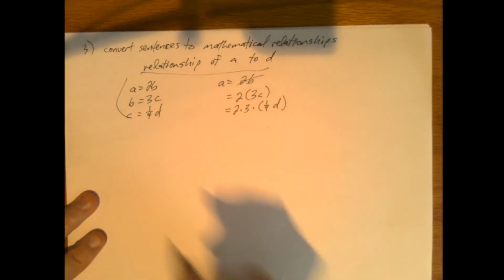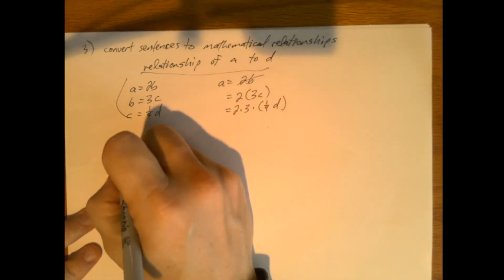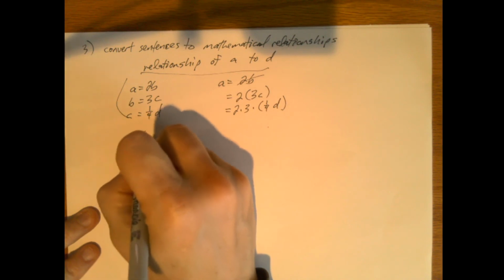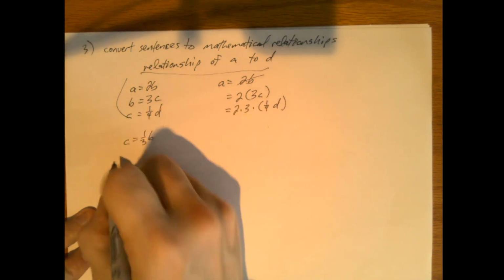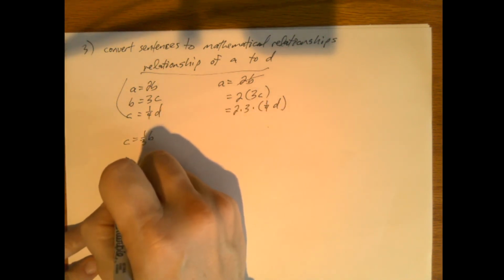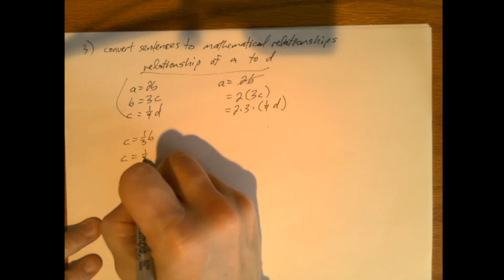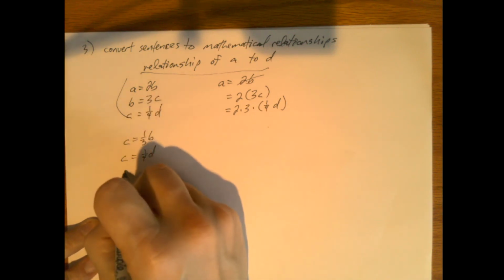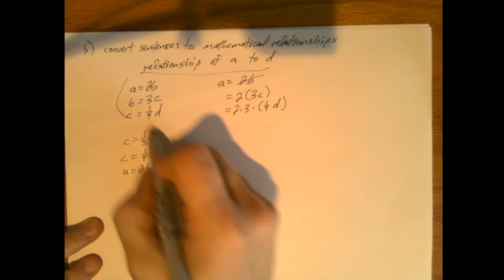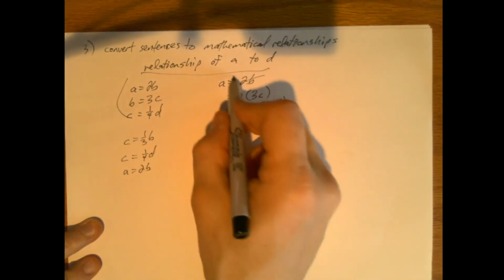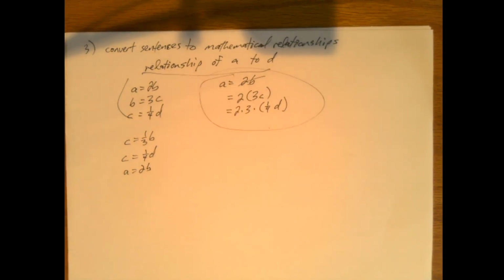Because even though I wrote these in order, maybe the way I really got them was like this, C is equal to 1/3 B, and then I got C is equal to 1/4 D, and then finally I had A is equal to 2B, and I had to put them in the right order to figure out what I have. So I'll make some more videos on specific types of problems. But those general ideas are something to keep in mind. All right?